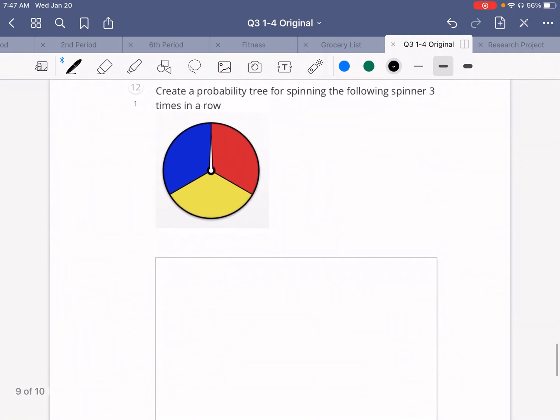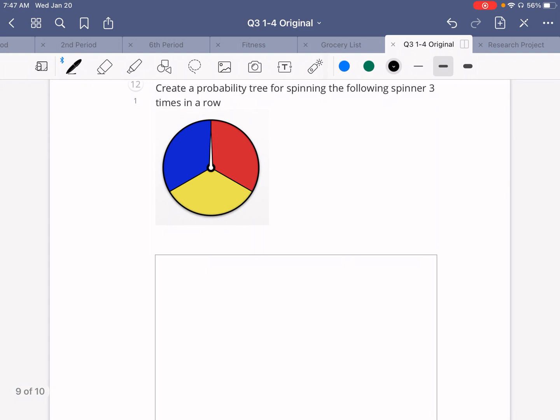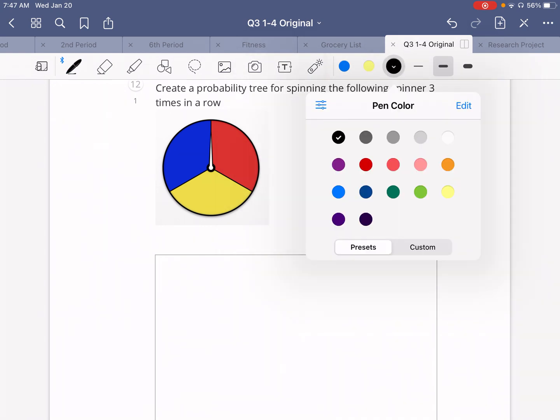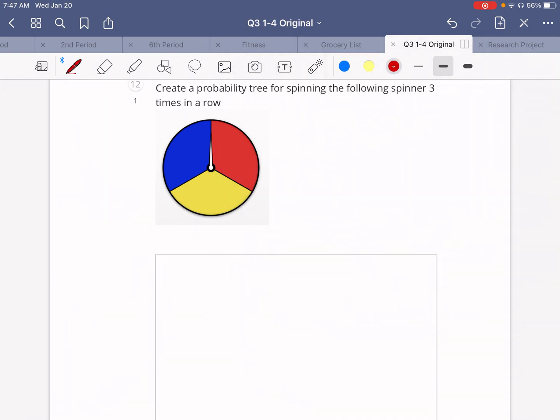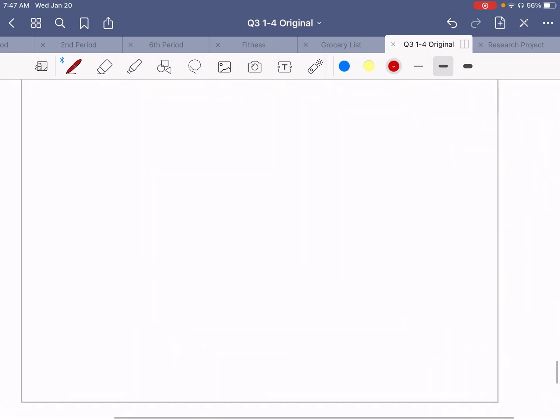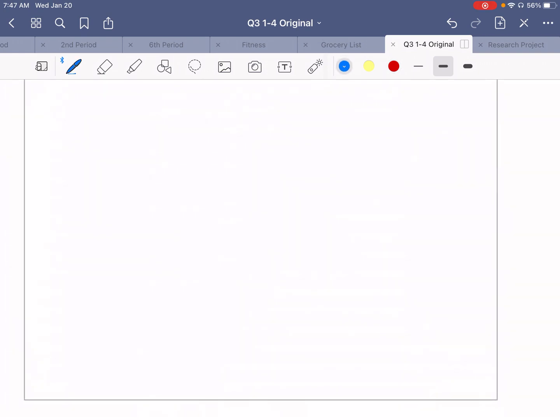All right, create a probability tree for spinning the spinner 3 times in a row. Okay, so I deleted mine. I'm going to redo this. Hopefully I can make it neat enough. All right, so they're equally likely chances, right? So I don't have to worry about probability of each one independently. I have blue, red, and yellow. So the first spin here, I can have blue, I can have yellow, or I can have red.